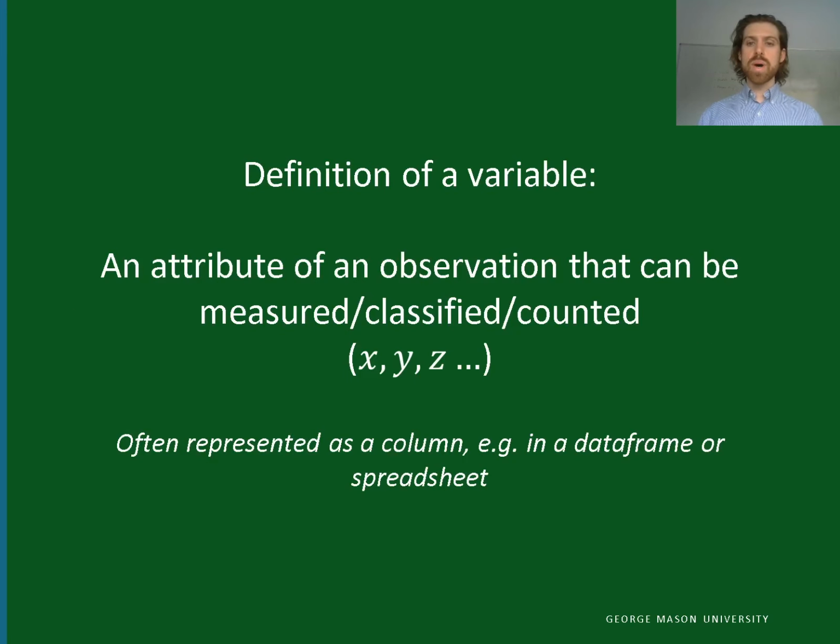So what do we mean by a variable? And I'm sure most of you know this already. So this essentially is an attribute of an observation that can be measured, classified, or counted. And I've just put here x, y, or z as three potential variables. Often this is represented by a column, for example, within a spreadsheet. I noticed from the survey most of you know spreadsheets already. But within R, if you don't know R already, then think of a data frame, as I state here, as essentially a similar structure to a spreadsheet.